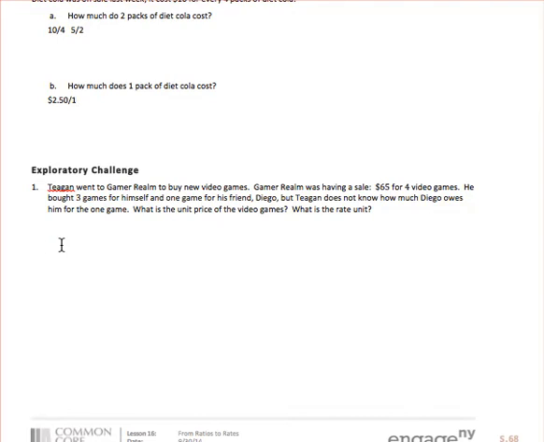So we're going to write the original ratio of $65 to 4 games. And then to find out how much for 1, the easiest way for us to do that would be to divide 65 by 4. Then we would know how much for 1. So 65 divided by 4, which we'll do with a little longhand division right now.